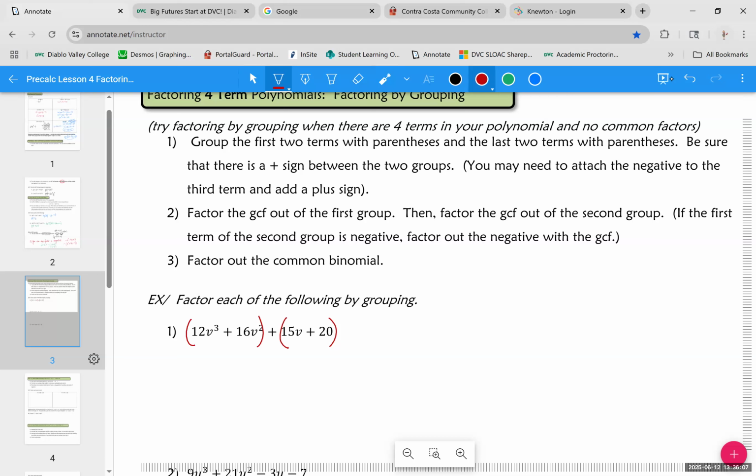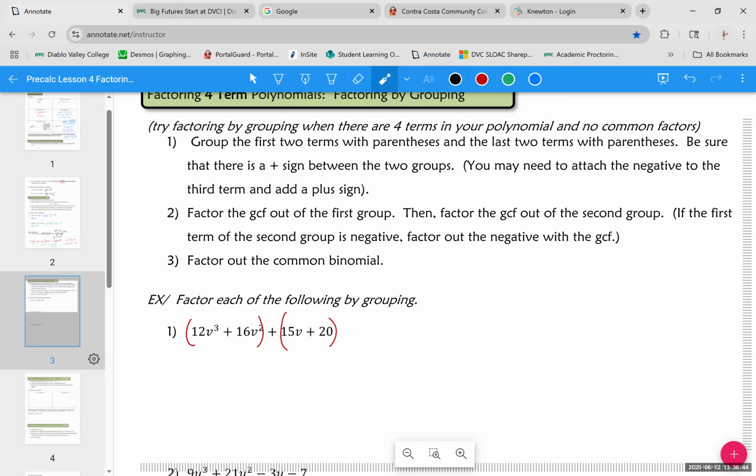You'll note, and I said this in the directions, be sure that there is a plus sign between the two groups, okay? So you need to keep this plus sign in between, not this, because this would mean multiply. If there's no addition sign here, then you've changed this problem from adding to multiplying, which we do not want to do. So grouping like this, okay? I will address this parentheses in the next example, okay?